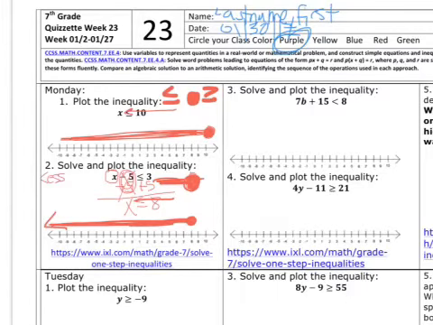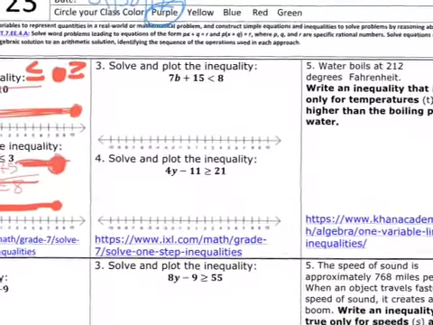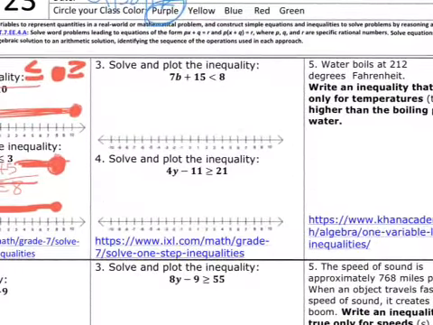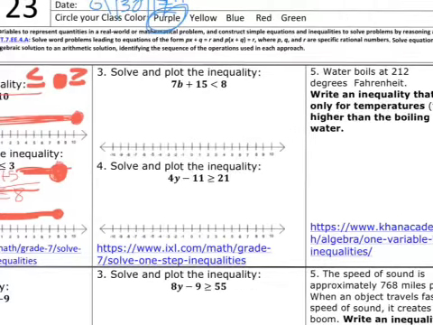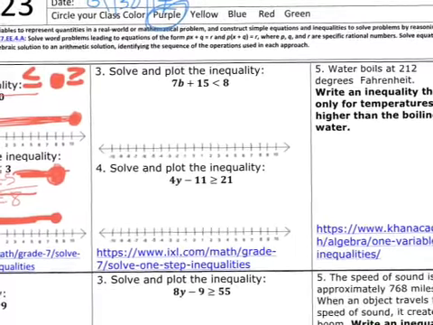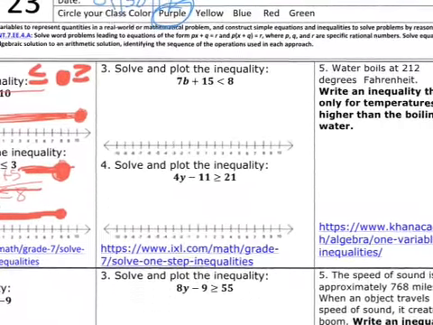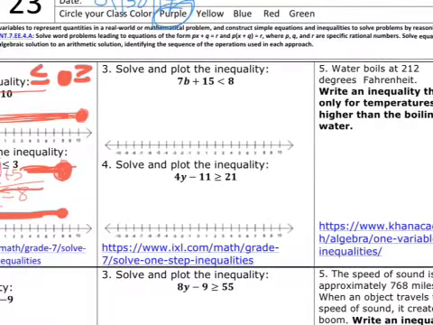All right, let's move on to number 3. Sorry, I'm still trying to figure this app out. Okay, so number 3 says, solve and plot the inequality 7b plus 15 is less than 8. Okay, let's get to writing this.